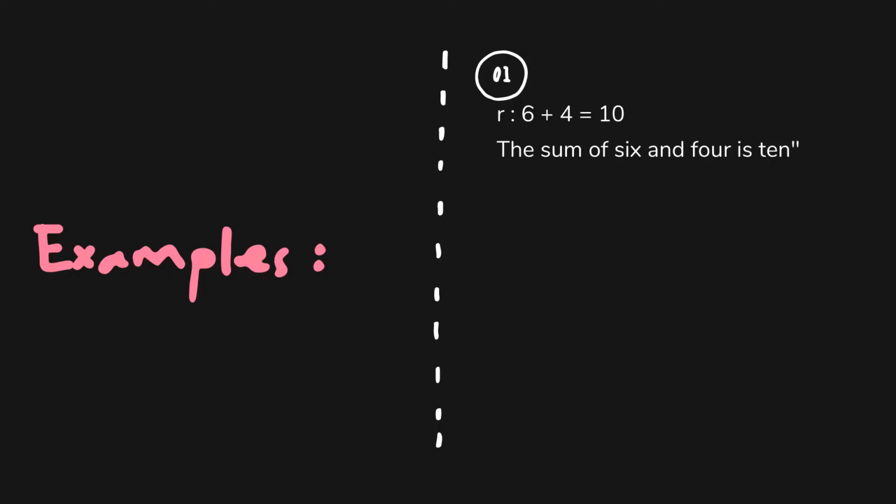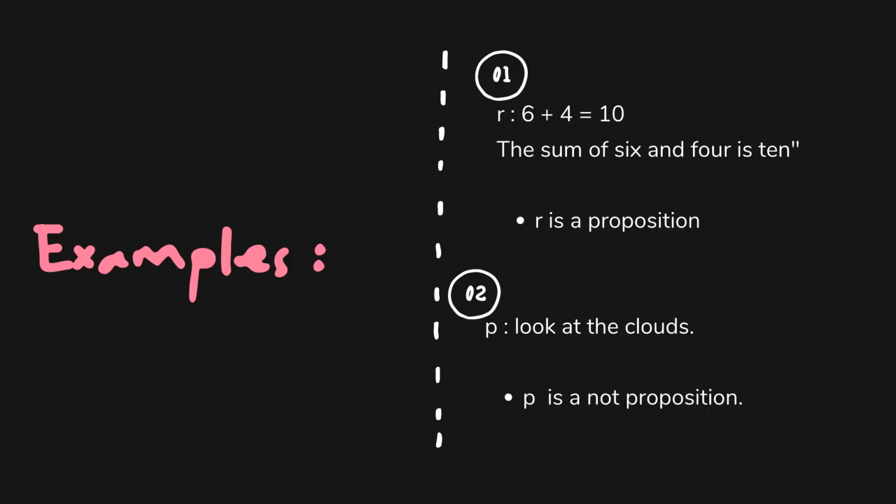Examples. Number 1: 6 plus 4 equals 10. It is a true mathematical sentence, but it is not a declarative sentence. So we need to put it in words for it to be a declarative sentence: the sum of 6 and 4 is 10, which is a proposition. So we can say that example R is a proposition. Example number 2: Look at the clouds. It is not a declarative sentence. Therefore, we can say that example P is not a proposition.